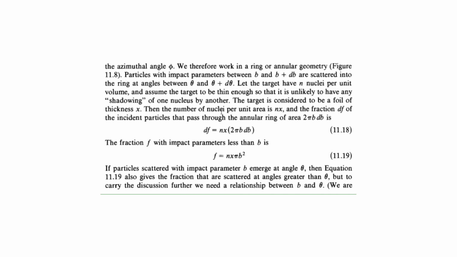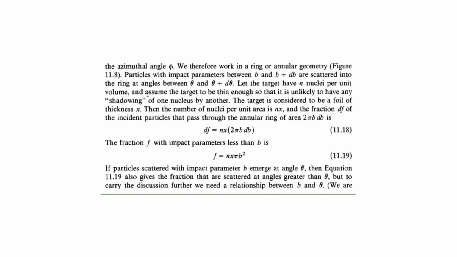Now, let us assume that the target has n nuclei per unit volume. Okay, and we assume that the target is so thin that it's just one atom thick. So there is no shadowing of one nucleus over the other. So basically the incident particles get scattered only once. There's no multiple scattering. Okay, that's a basic assumption.